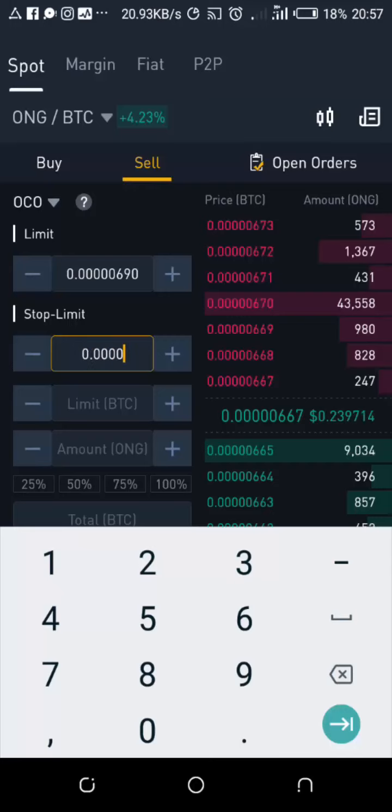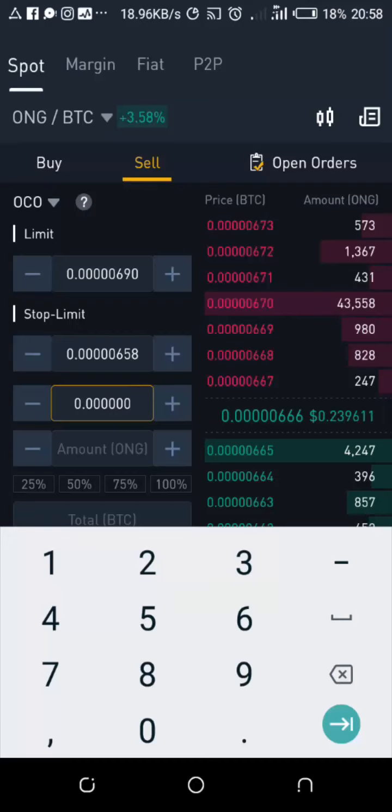So the stop price is always, if you like, you make it a little bit higher than the limit price, or you make the two prices the same thing. So what I'm going to say is, if it reaches 658 Satoshi, then we are going to sell this. That is, we are going to stop a loss. We don't want it to get below 658 SAT.